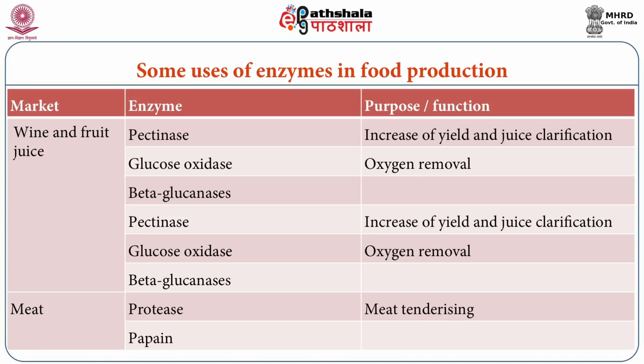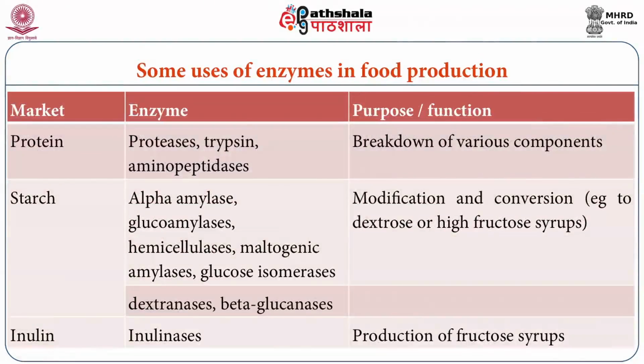In the meat industry, meat requires to be very tender. A chewy meat is definitely not desired. So proteases and papain are the important enzymes used in tenderizing of meat. In the protein sector, proteases, trypsin, aminopeptidases are very important proteases which are used for breakdown of various components, especially if you want to remove bitterness formed by bitter peptides. Such kind of proteinases can be of great help.